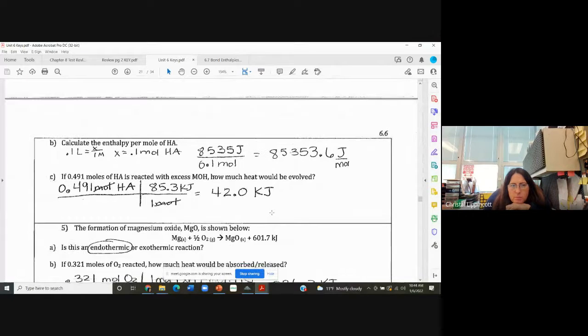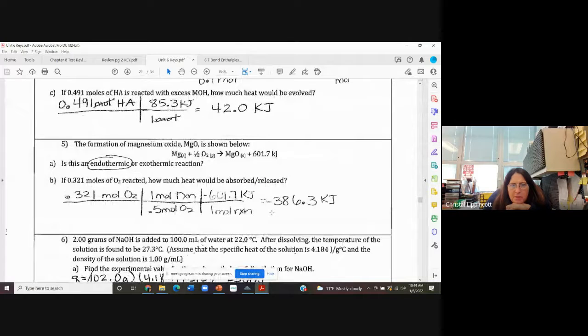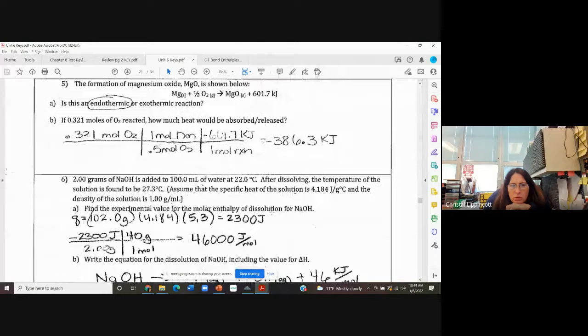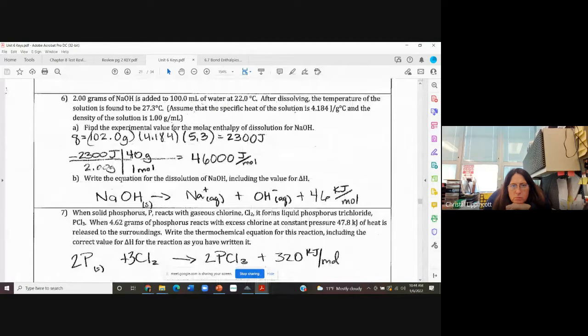I have a question on number 6 too. Anybody on 5? Okay, 6. Where did you get the 40 grams from? Where are you seeing 40? Oh, here. That's the molar mass of NaOH. Okay.